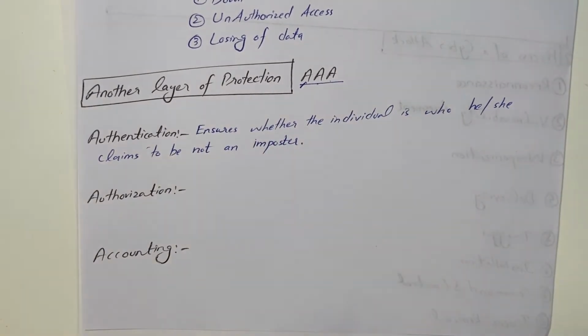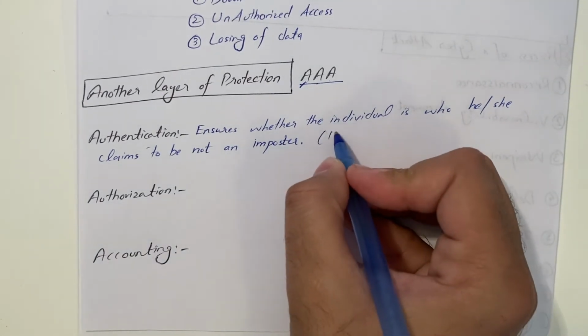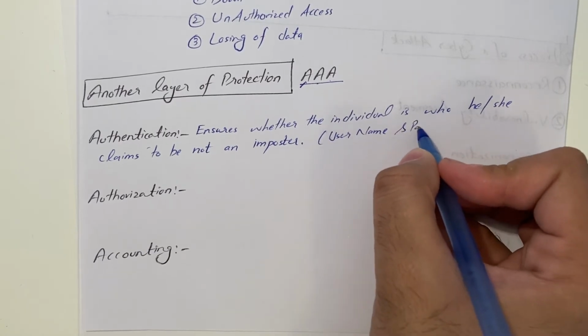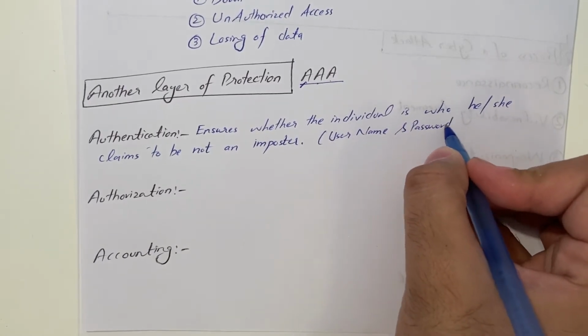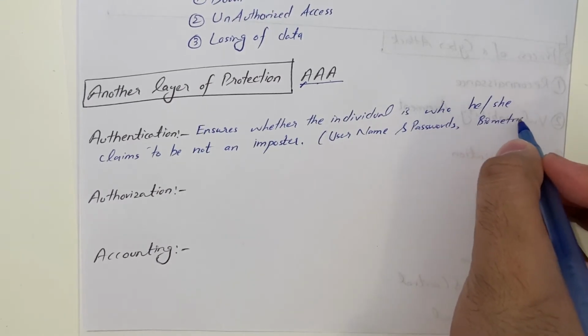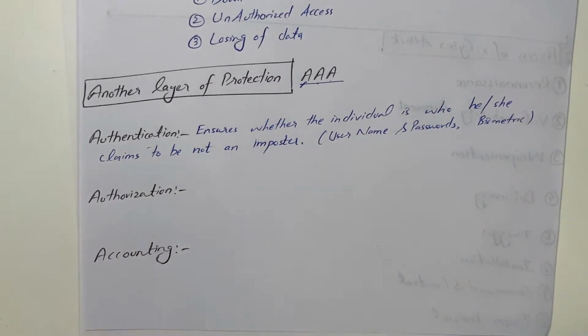Not imposter. So basically that is called authentication. And how we do authentication, we use username. Typically we use username and password, but we can use some other factors as well. For example, biometrics, we can use location, device, and all that stuff. These are some other factors.